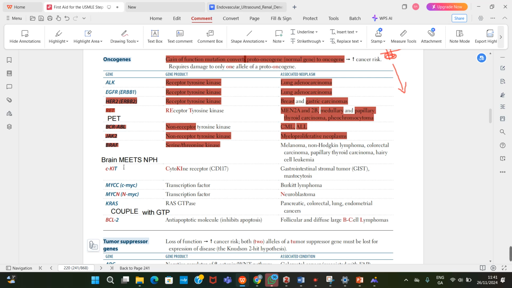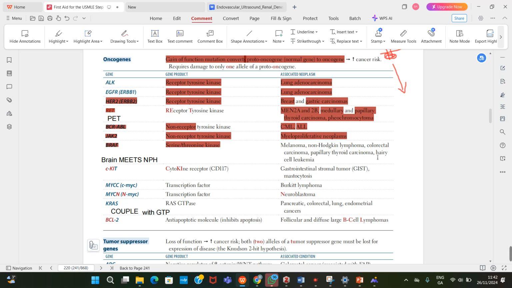The brain is for the BRAF, the ME for melanoma, the TS for threonine serine activator, the N for non-Hodgkin lymphoma, the P for papillary thyroid carcinoma. Which other oncogene can cause papillary thyroid that we talked about? RET. Then the H for hairy cell leukemia.